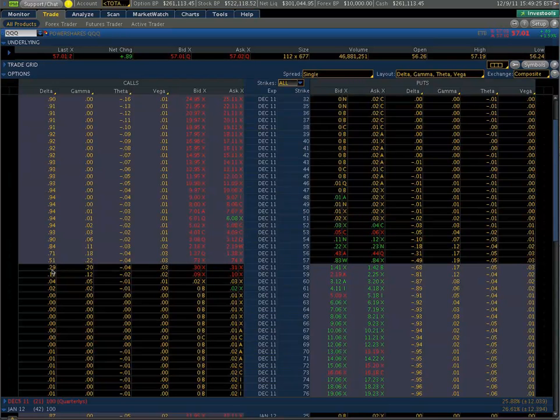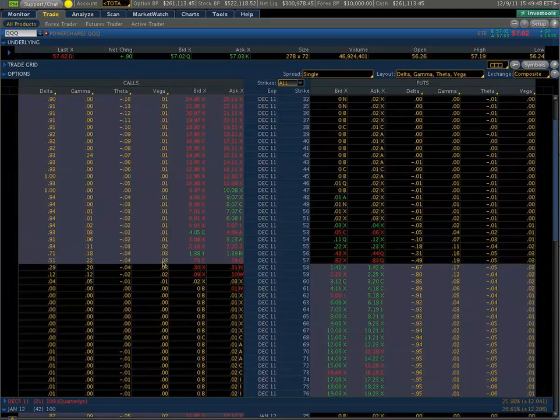which means that if the ETF rises by $1, this option, currently selling for about 30 to 31 cents, would rise 29 cents based on a delta of 0.29. So for every dollar rise in the ETF, the option would rise 29 cents because of its delta.